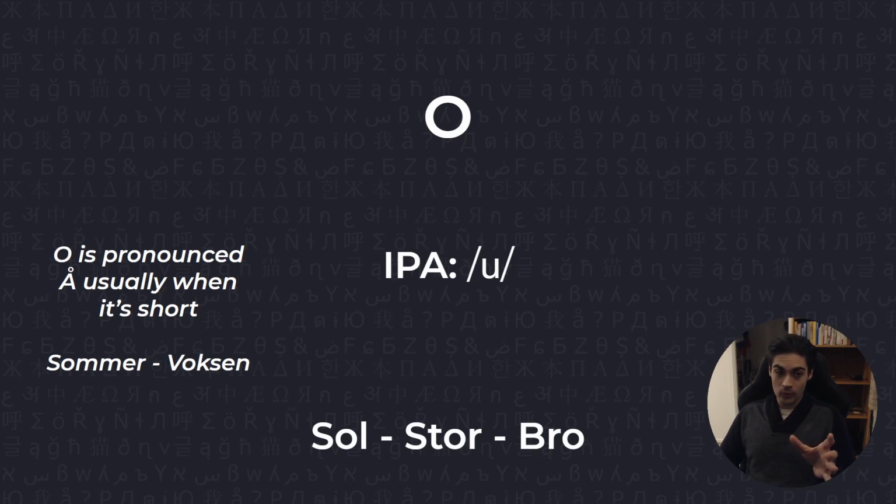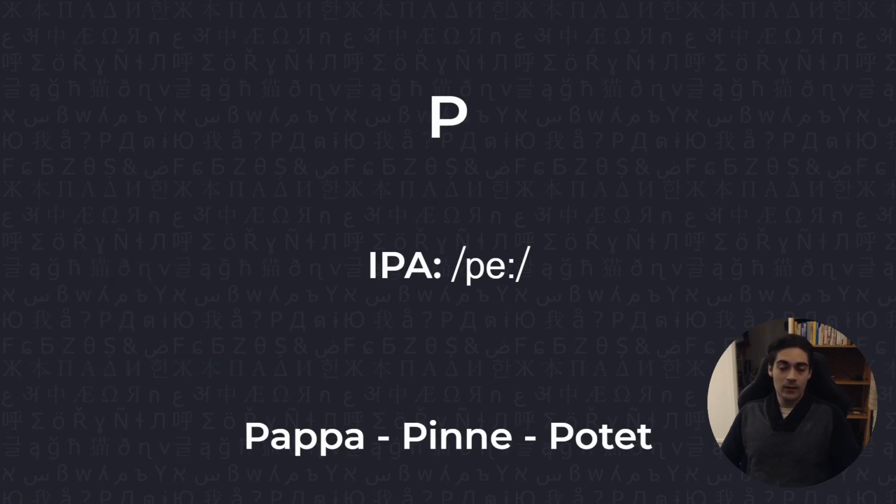There is also a rule that when it's a short vowel, it's usually pronounced like an O sound instead. So in these two words, it's sommer and voksen. Next up we've got P. P is the same as English P. For example, in these words, pappa is dad, pinne is a stick, and potet is a potato.